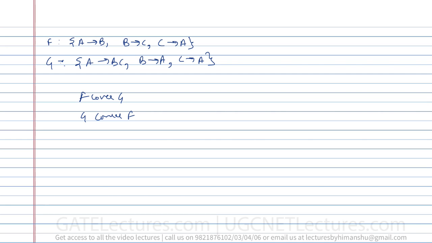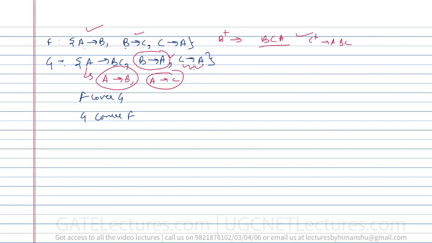The only thing which can be broken down here is A derives BC, that is A derives B and A derives C. A derives B is also present here, and A derives C is also present here. Why? Because A can derive B, B can derive C, therefore A can derive C. So this is transitive. If I ask whether B derives A is present here or not, that means if I take B closure, then I can find B, C, A, therefore this is also covered. And if I take C closure here, then I can identify A, B, C, therefore this is also present here. So you can see G covers F.